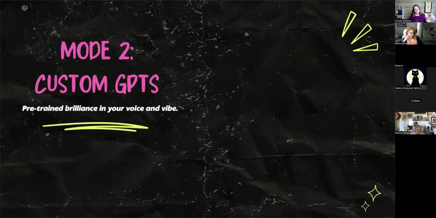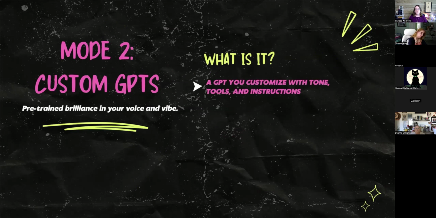This is what we talked about in GPT Genius. So this is where you're going to pre-train in your voice and vibe, or in a specific voice and vibe. Custom GPTs are a GPT that you customize with tone, tools, instructions. You're going to give it specific insights on what you want them to talk about, how you want them to talk, what you want them to do. You can upload PDFs and images in the back end of the custom GPT, and everything that it will respond back to will be in the tone and style that you have programmed it to respond to you with.